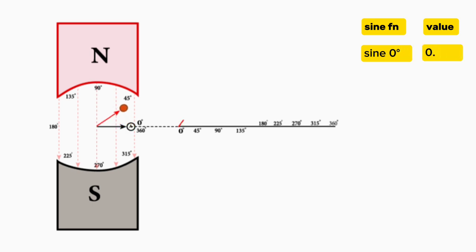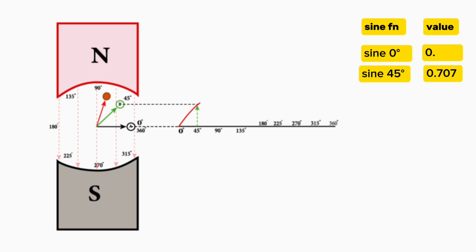As the conductor moves to the 45-degree position, its motion now forms a 45-degree angle with the magnetic field lines. Here, the conductor cuts through some of the flux lines, which results in a moderate voltage. This voltage is about 70% of the maximum value. And this matches the sine function, because sine 45 degrees equals 0.707.